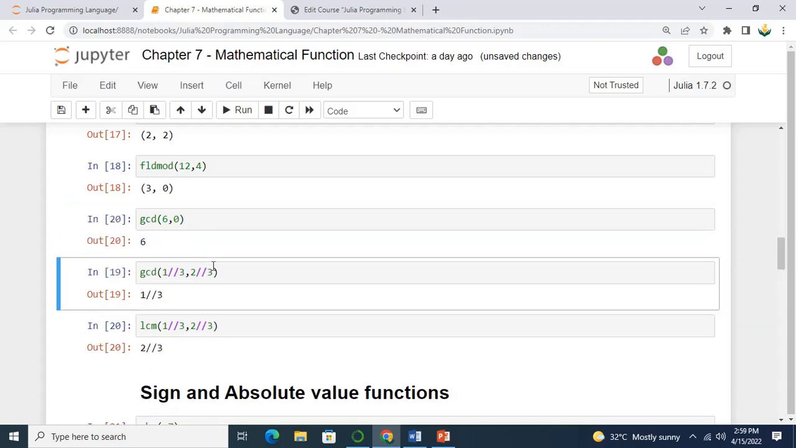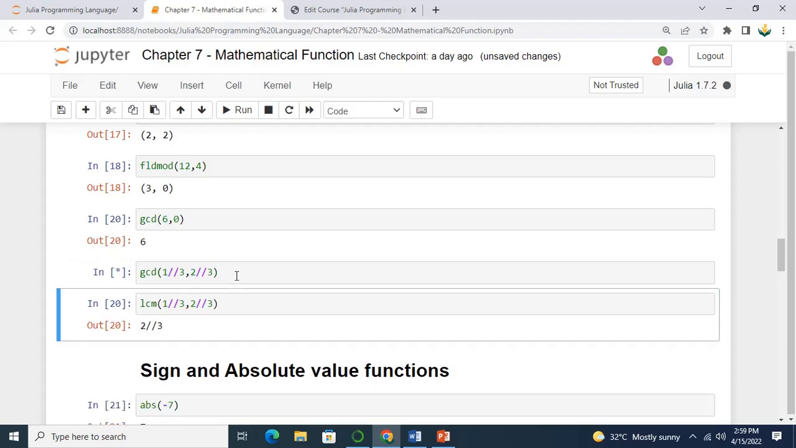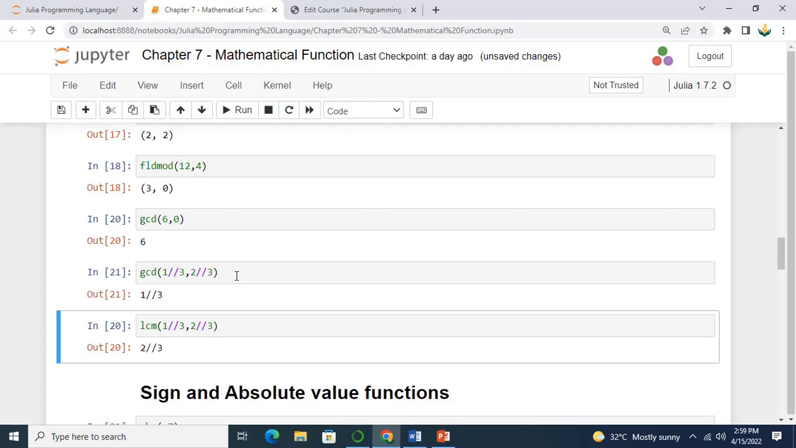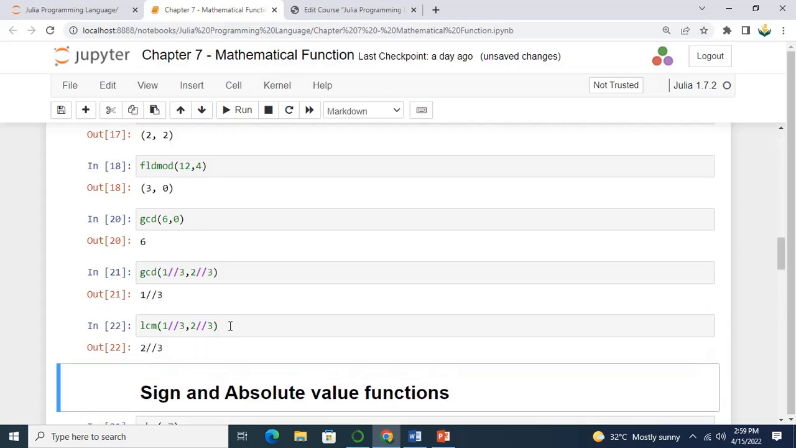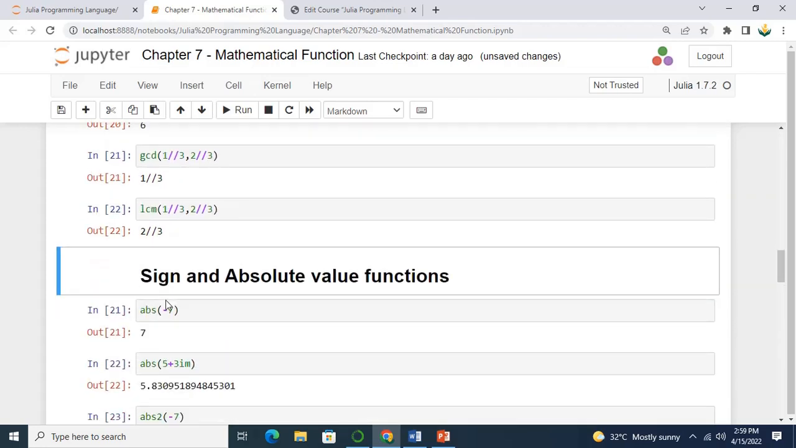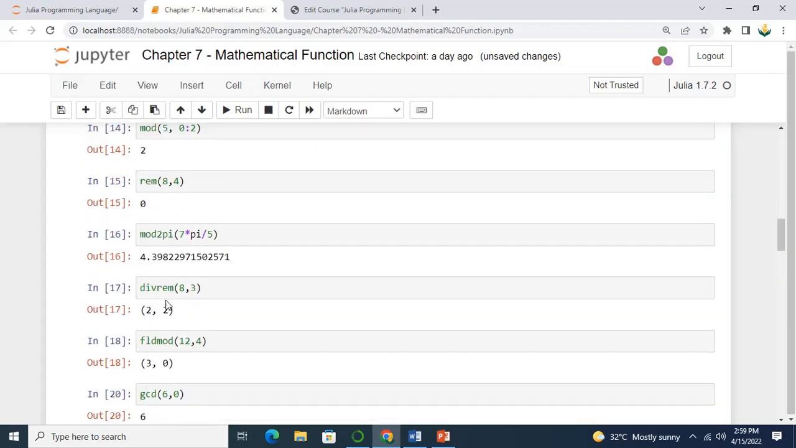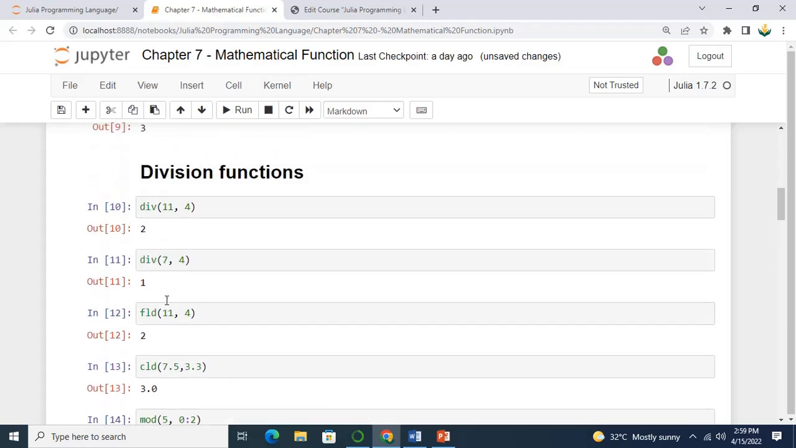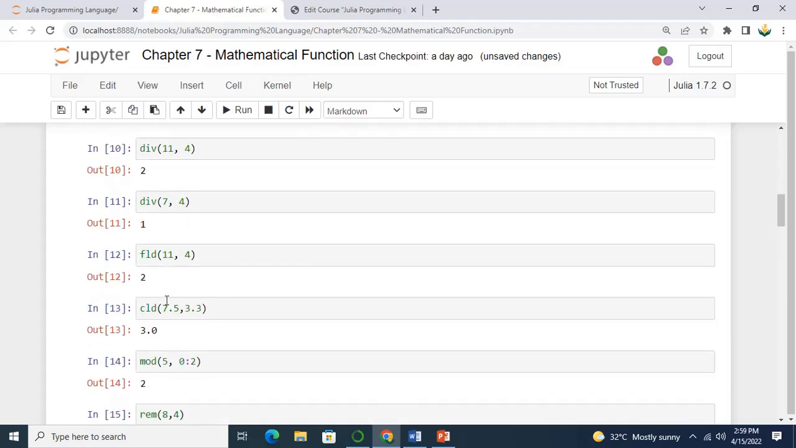In the same way, it supports divisions. 1 by 3 floating point, 2 by 3, and it gives you the exact result. In my case, I have taken 1 divided by 3 and 2 divided by 3, and the result of the GCD is 1 by 3 here. Now we have LCM, the least common multiple, which can be calculated in the same fashion as the GCD of a number. Understood? So these are some of the division techniques available in the Julia programming language.